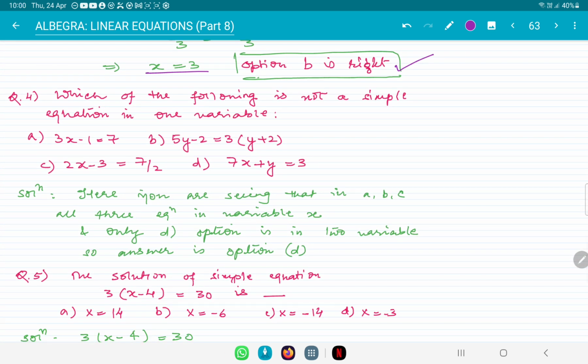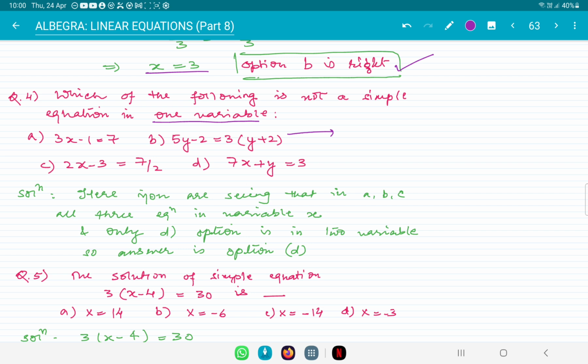Next question, which of the following is not a simple equation in one variable? Okay, in one variable. So see, in equation number 1, they are giving 3x minus 1 equals 7. So here we are seeing only x. Next, 5y minus 2 equals 3y plus 2. Just by seeing we can say that it is a single variable equation, or you can simplify also. But I think there is no need to simplify, because we can easily see there is only one variable y.